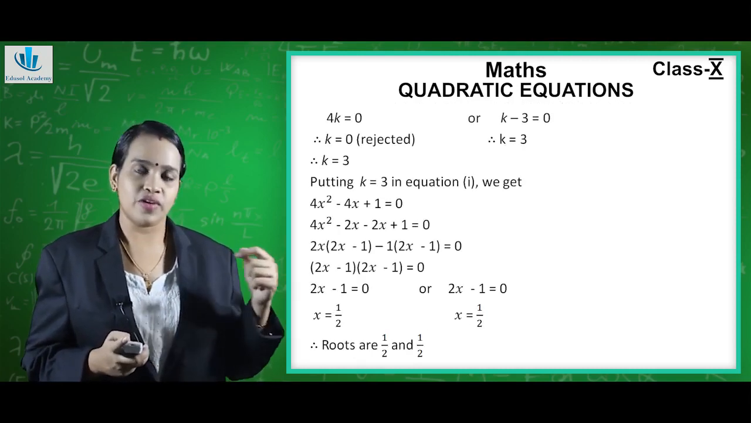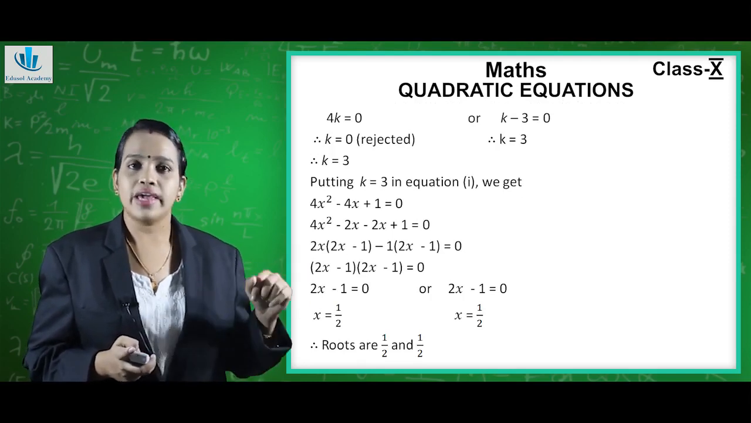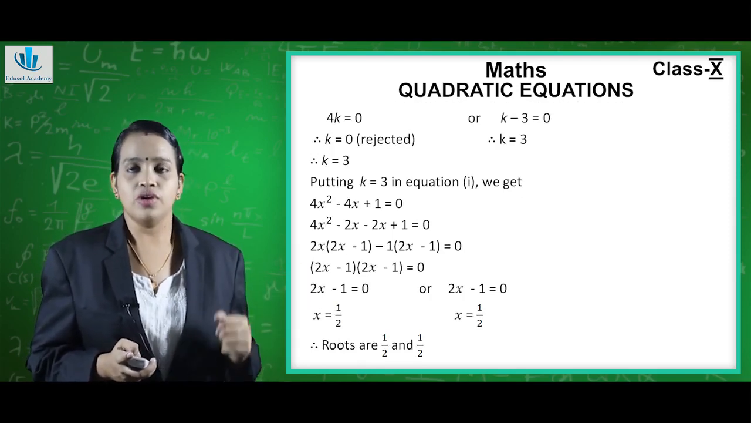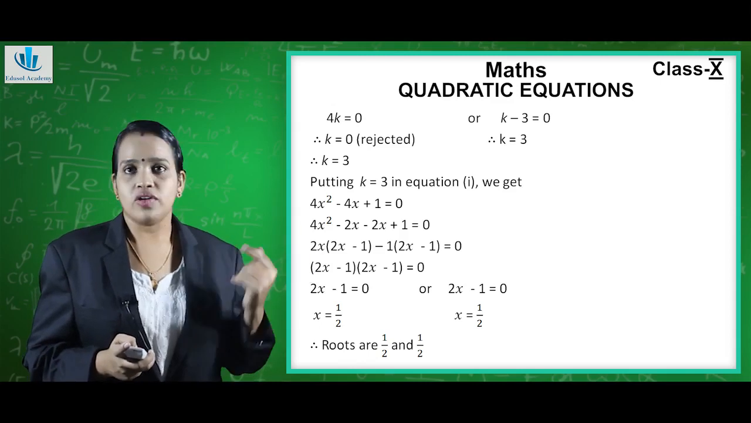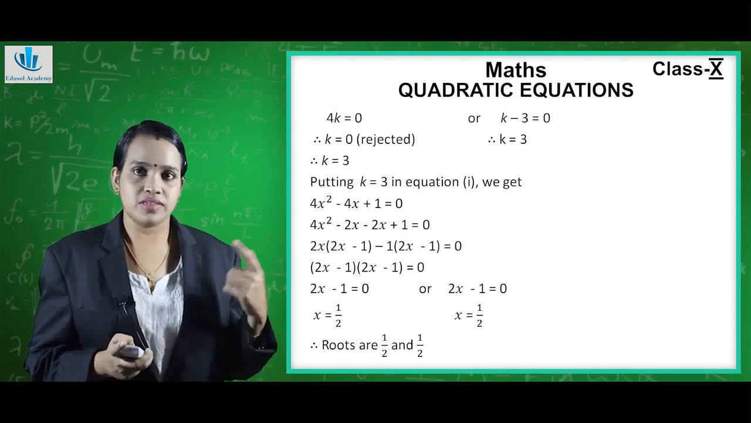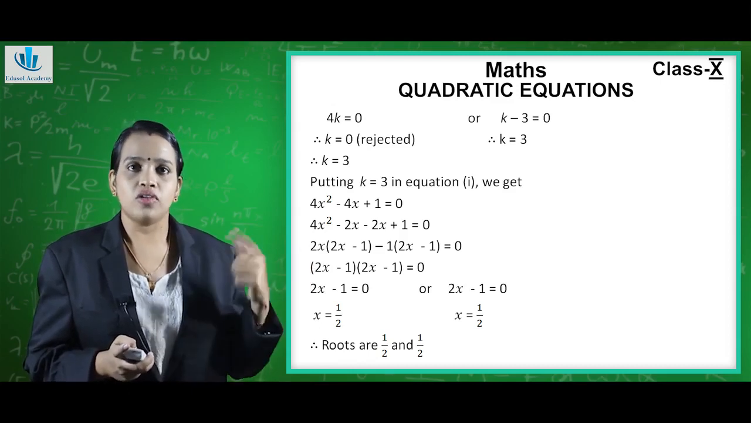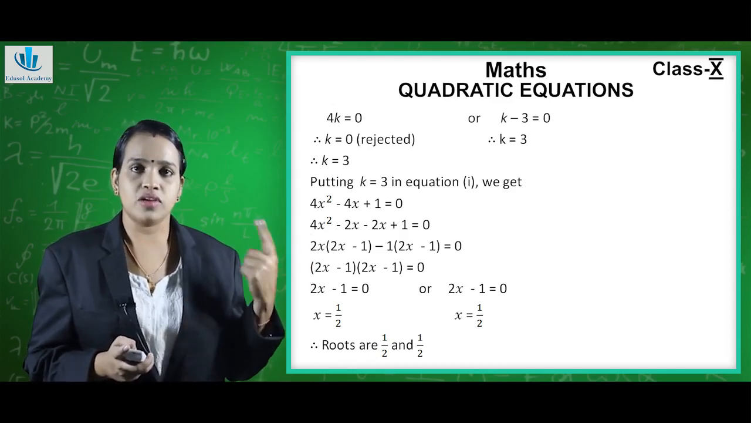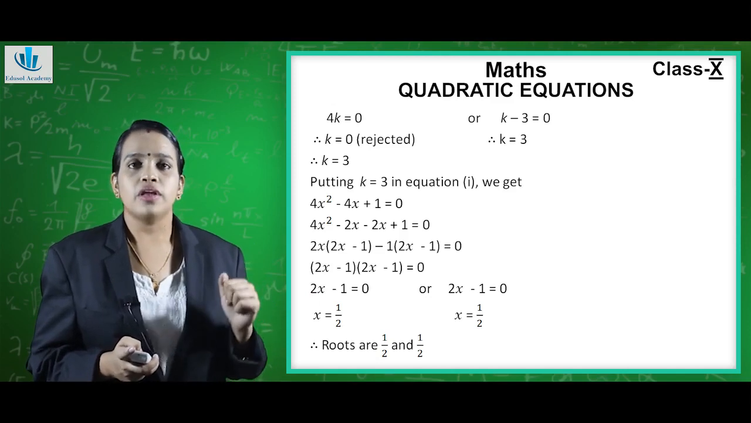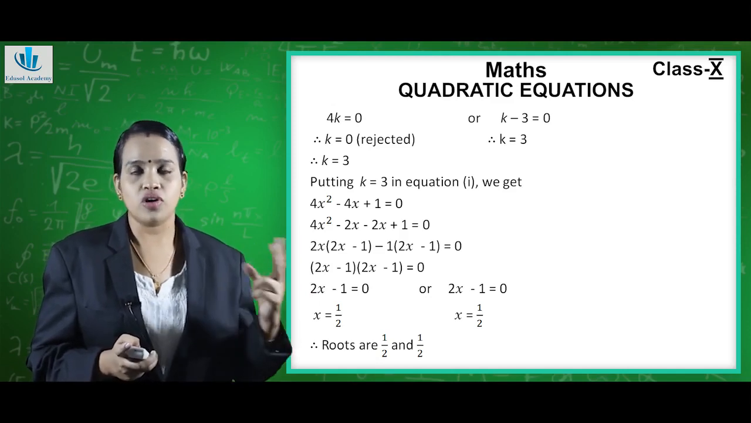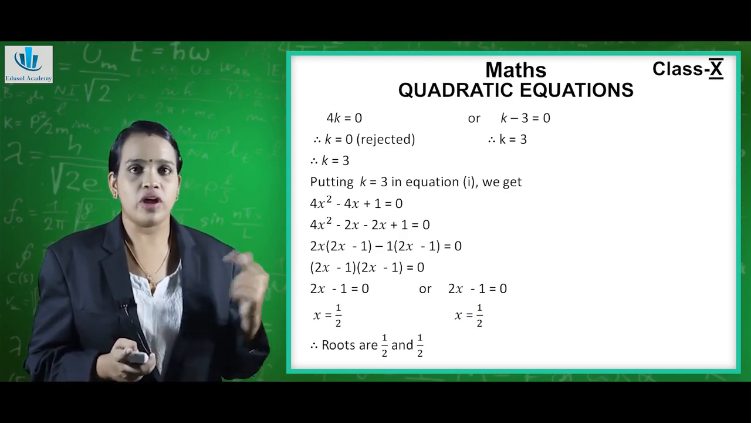Now we can say that 4k is equal to 0 or k minus 3 is equal to 0. Now 4 when we take on the other side it divides with 0, which becomes 0. So our value of k here is 0. And on the other side when we take minus 3 on the other side it becomes plus 3. Now we have got two values of k, one is 0 and one is 3.